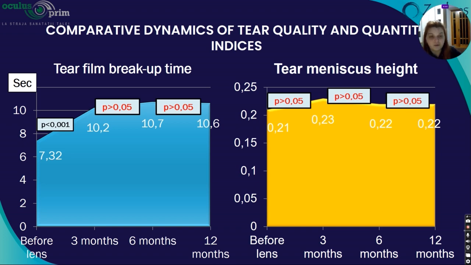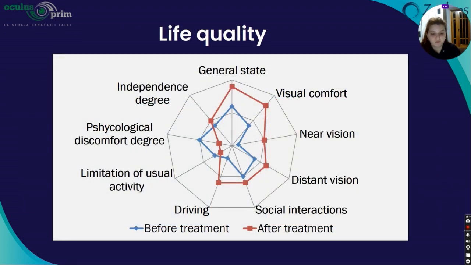The application of mini-scleral lenses also positively influenced the tear indices. Tear film breakup time increased statistically from 7.32 seconds to 10.6 seconds. The pictures show us the dynamics of quality of life of patients with keratoconus during the period of lens application versus the period without correction. Important indices such as general condition, near and far vision, social interactions, and driving had improved. On the other hand, the psychological discomfort significantly decreased.